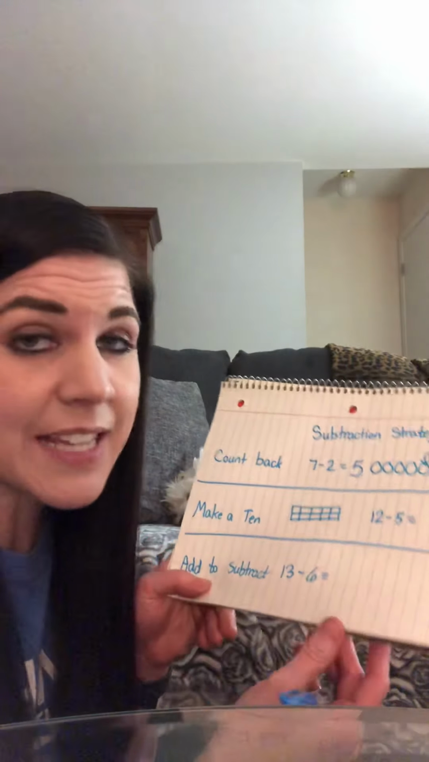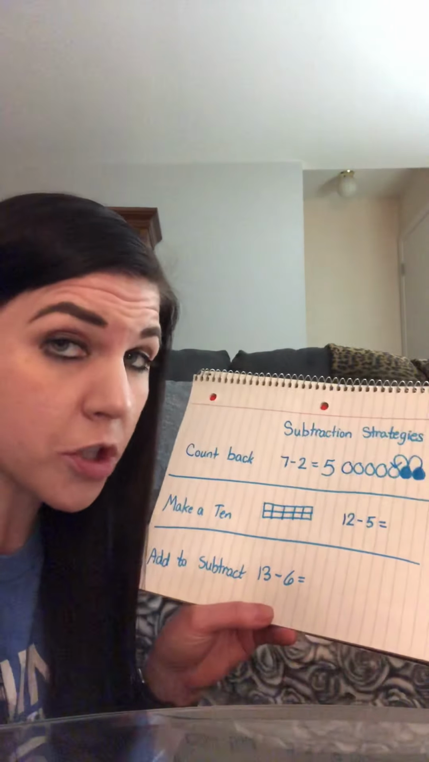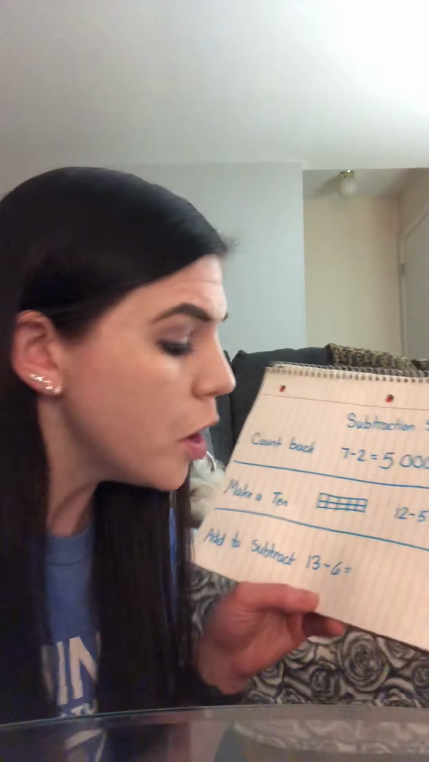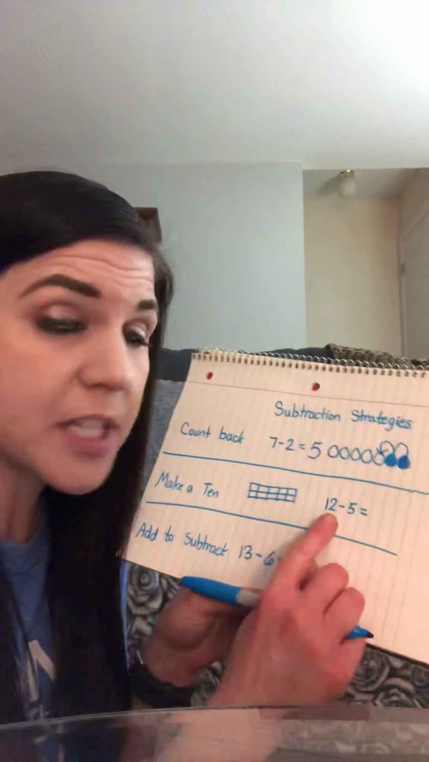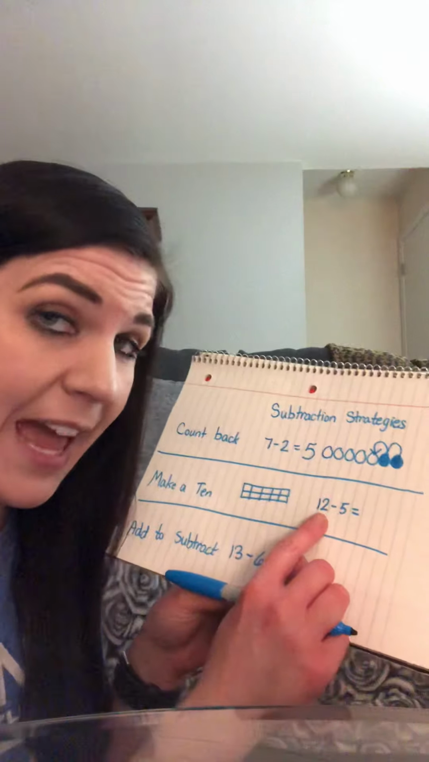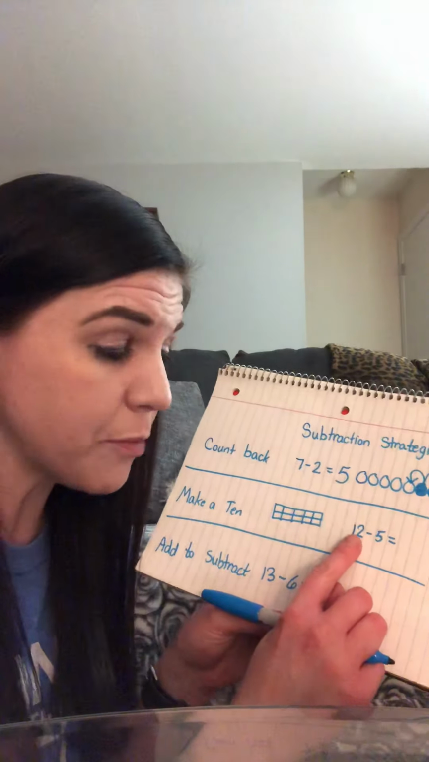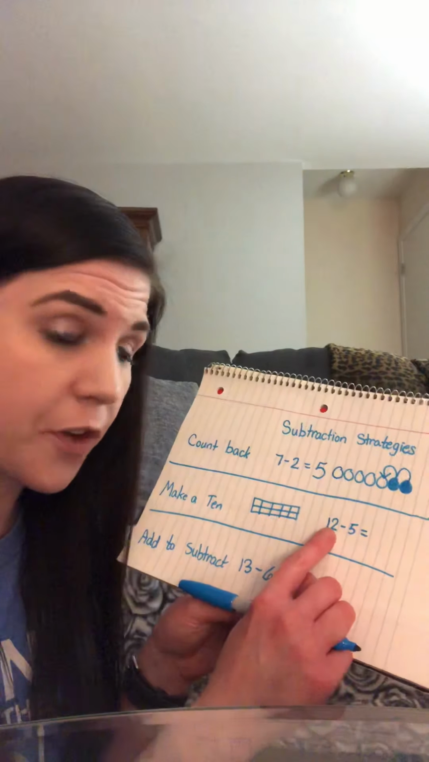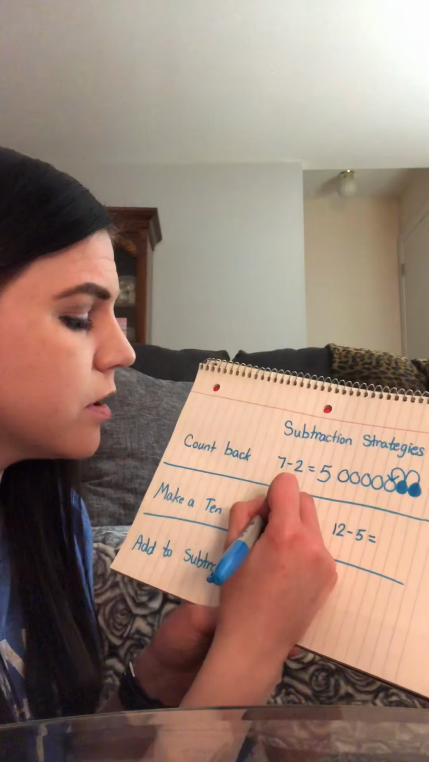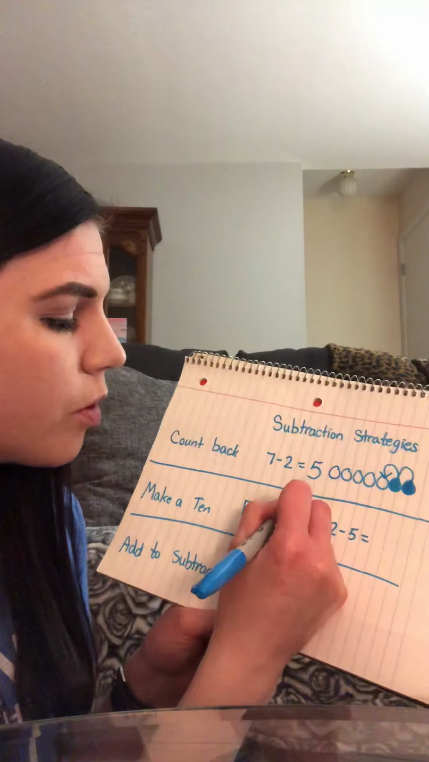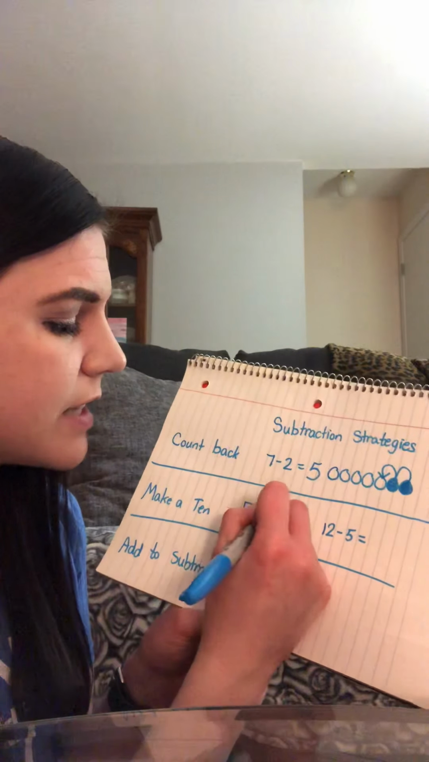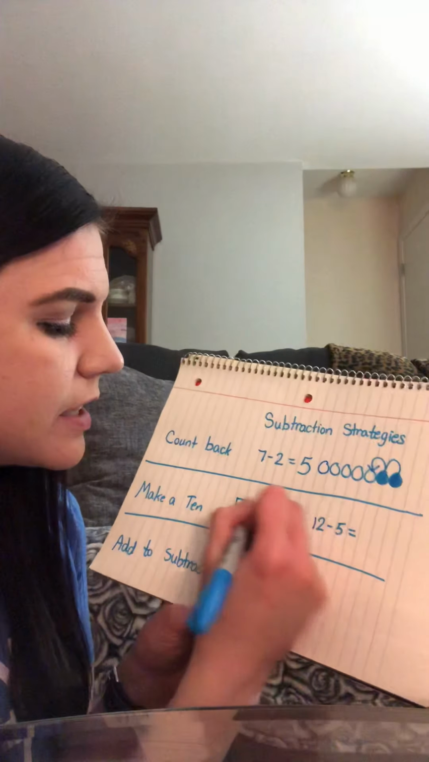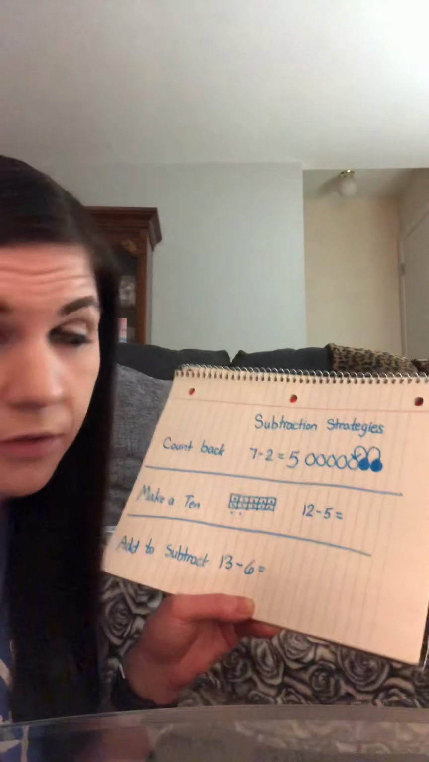Let's look at making a 10 to subtract. This is our most difficult strategy when it comes to subtracting, but it works really well for some of our larger numbers that are past 10. So the first thing I'm going to do is start with my whole of 12 and fill in my tens frame. 1, 2, 3, 4, 5, 6, 7, 8, 9, 10, 11, 12.